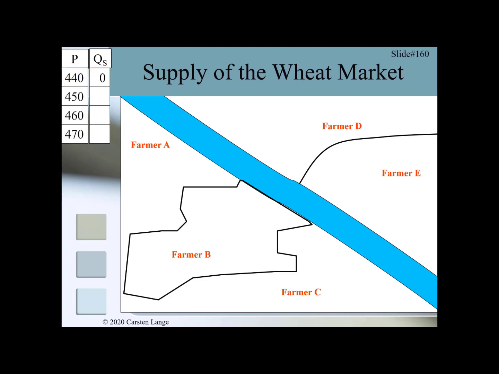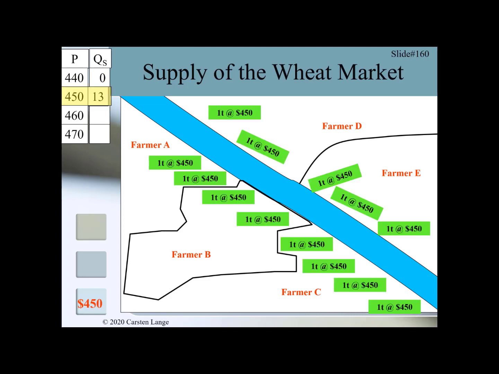If the market price for a ton of wheat is $450, then the farmers in the valley are able to cover the costs on their most fruitful fields. Remember, it costs $450 to produce 1 ton of wheat on the most fruitful fields. Still, they are not able to cover the costs on the medium fruitful or on the less fruitful fields, because the costs on the medium fruitful fields were $460 and the costs on the less fruitful fields were even higher.